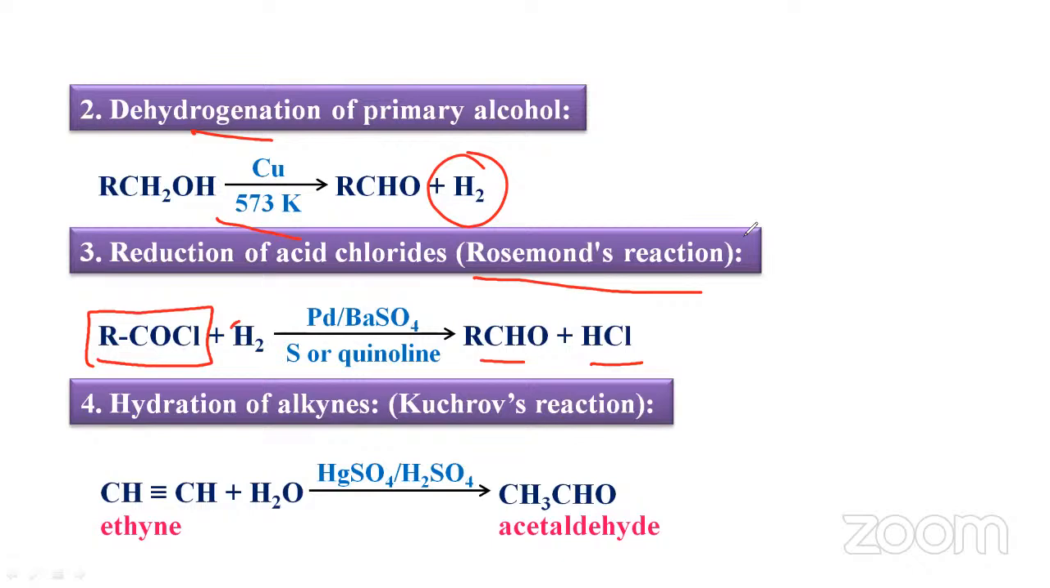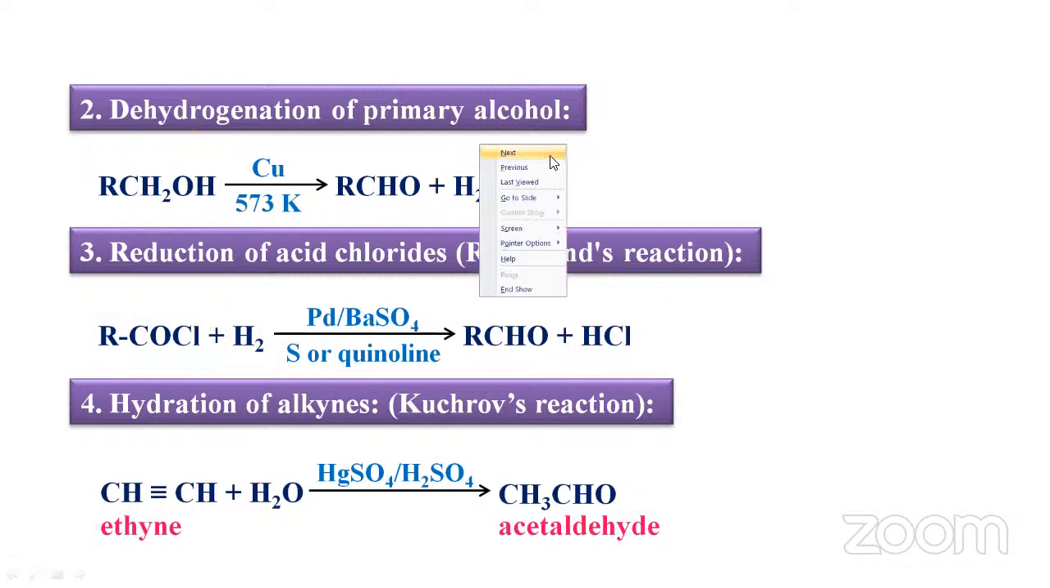Next is hydration. What do you mean by hydration? Across the double bond or triple bond, you are going to add your water molecule. So here, the starting reactant taken is ethyne. To ethyne, you are going to add your water molecule in the presence of HgSO4 and H2SO4 to give you acetaldehyde. So here you can see across the triple bond, your water molecule adds up. So this is hydration, addition of water molecule. This is your preparation of aldehyde. Next we'll go to the next preparations. We'll see some more preparations.